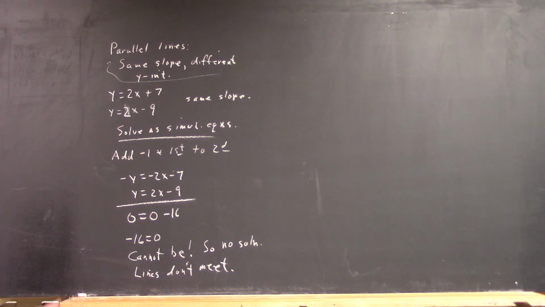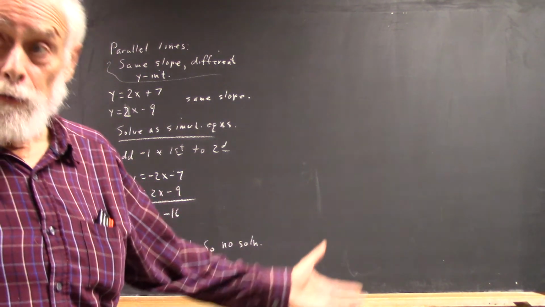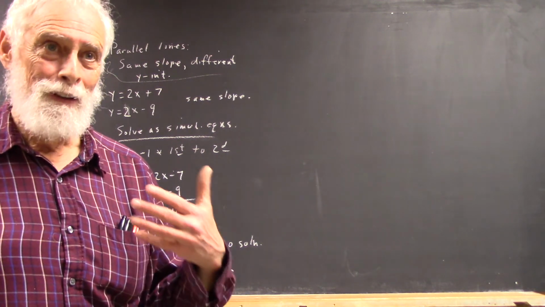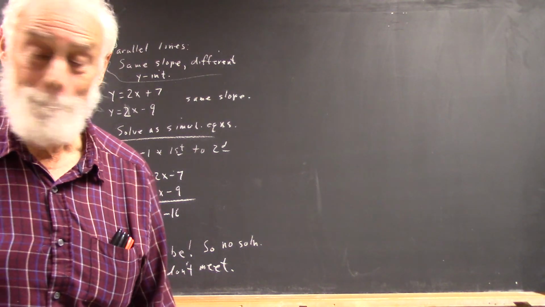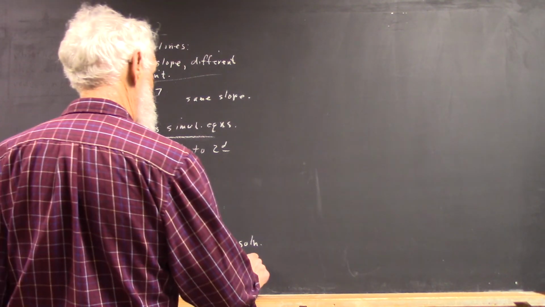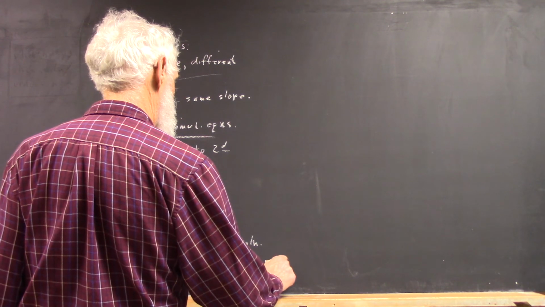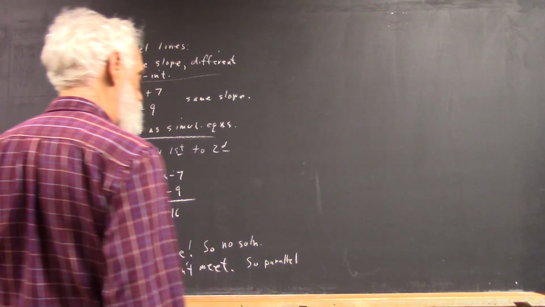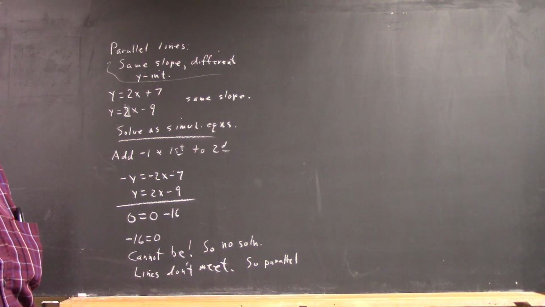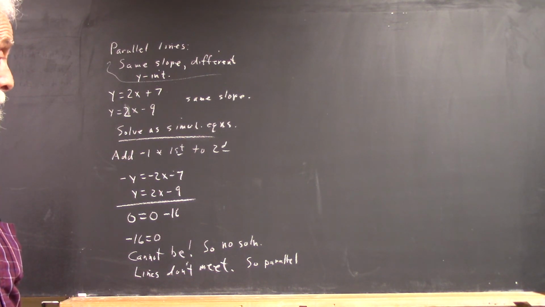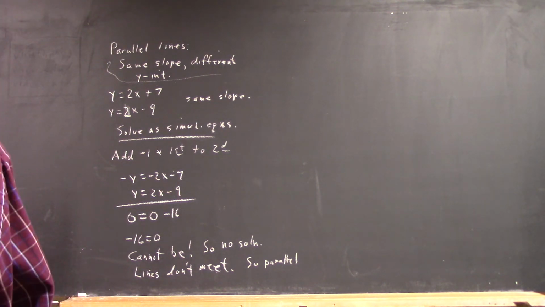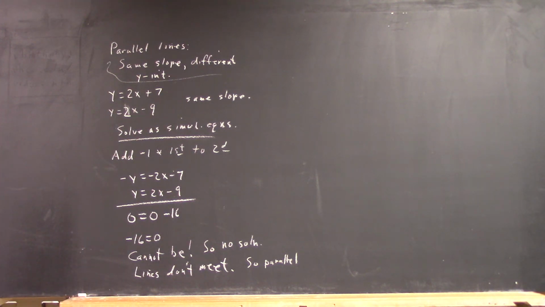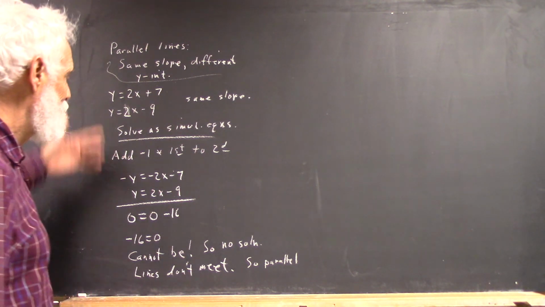Now, if the lines don't meet, well, when I asked what are parallel lines, the first thing somebody said was they don't meet. Well, that's equivalent to saying they're parallel, right? Okay. So, there's one way to verify the two lines are parallel.